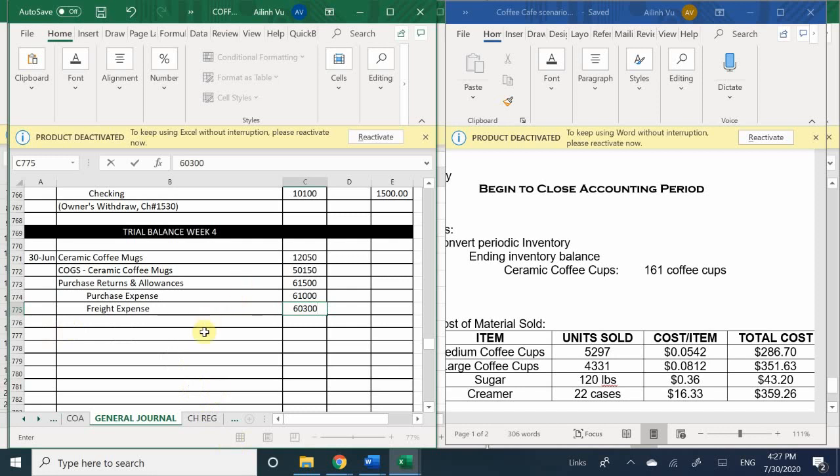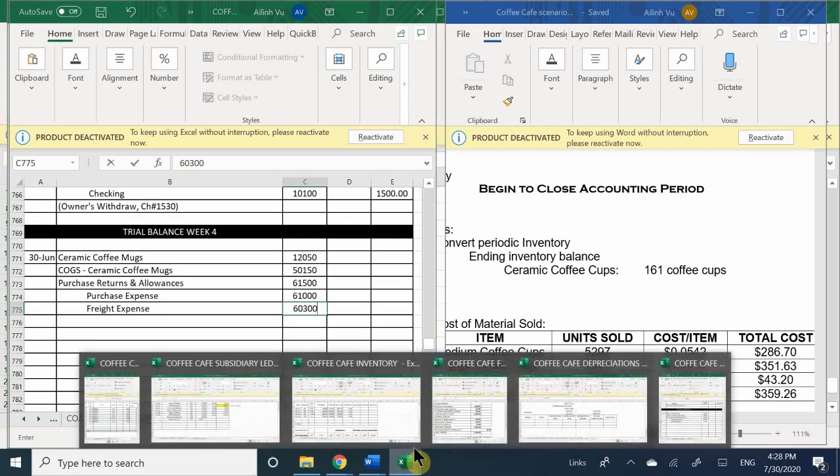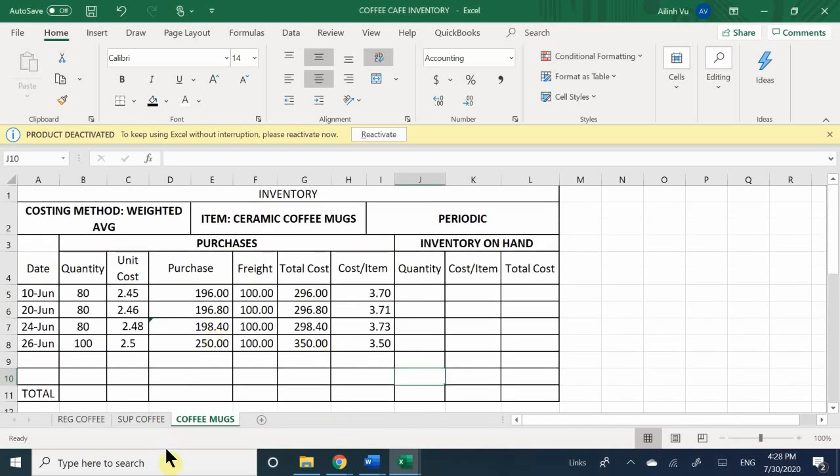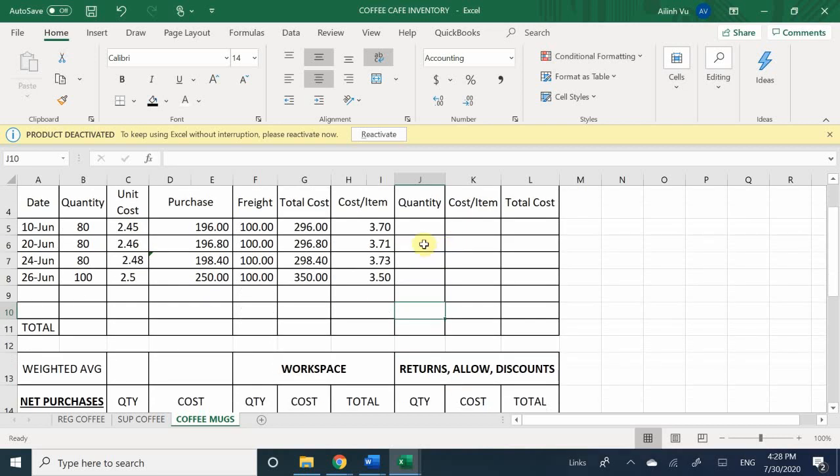All right. So, let's first off go to our number one place, which is how do we solve for our ending inventory? We go to the inventory pages next. Yes, inventory worksheets. So we're going to focus on our coffee mugs. How do we do this? We total up the quantities, get the total quantity. Yes.